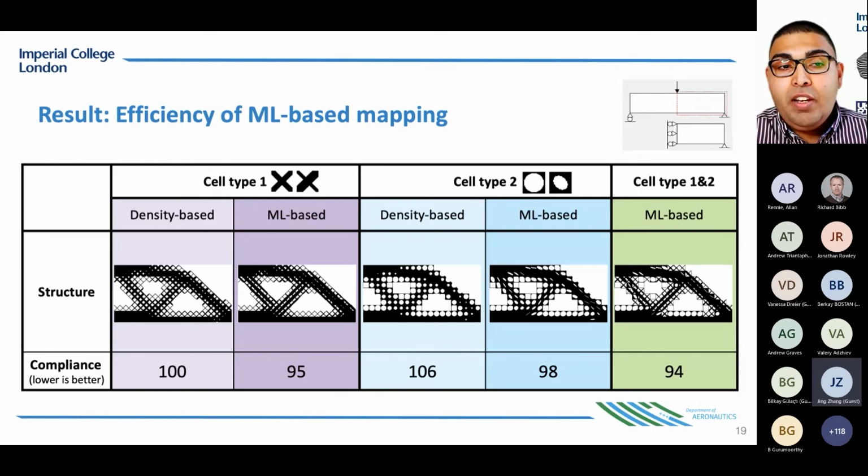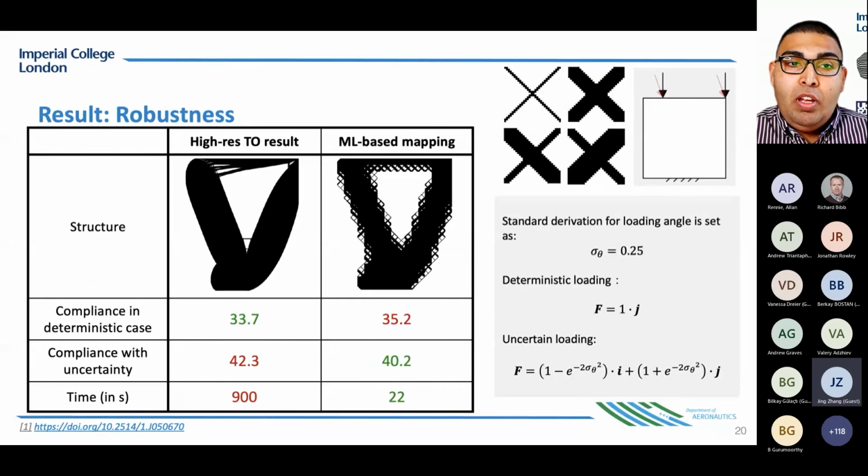And what we can see here is in every case, the compliance value, which lower is better, is indeed achieved with the machine learning solution. Then we also wanted to look at the robustness of this. What we found was by cutting time nearly 40 times, we could get about 5 to 6% higher solution than the best high resolution topology optimization result possible. And this is when we consider variability in the load vector, which means both the magnitude as well as the direction of those load vectors are changing.